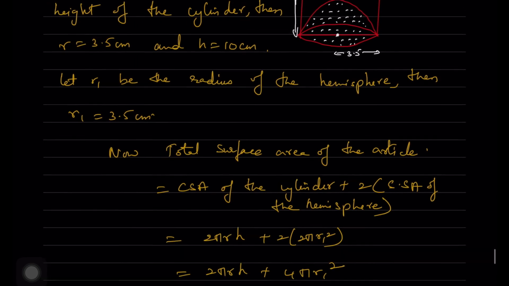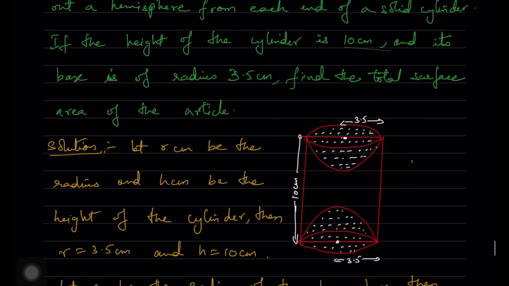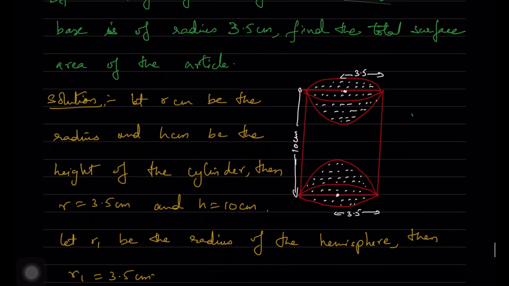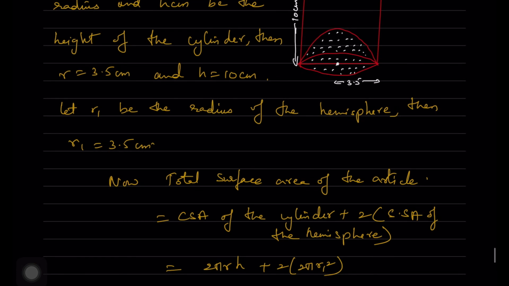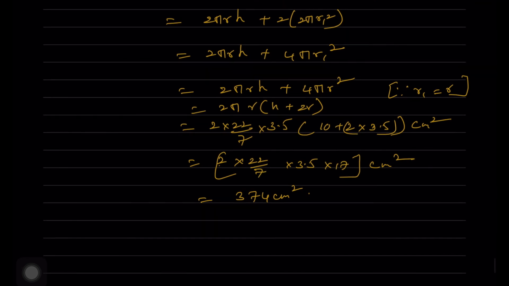So always, whenever the total surface area of the article is asked, we take the CSA of the given figure plus the CSA of the hemispheres. Here you have a wooden article made by scooping out a hemisphere. They have scooped it, but you are finding the total surface area of that article. Only the total surface area of this you are finding. So the total surface area of the article is 374 centimeters square, which is the answer.